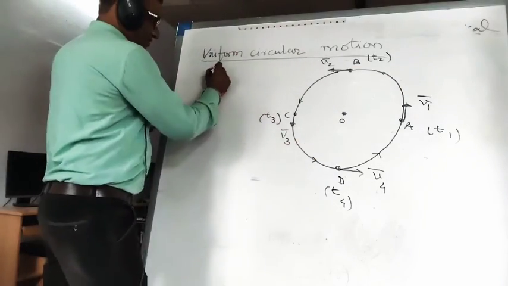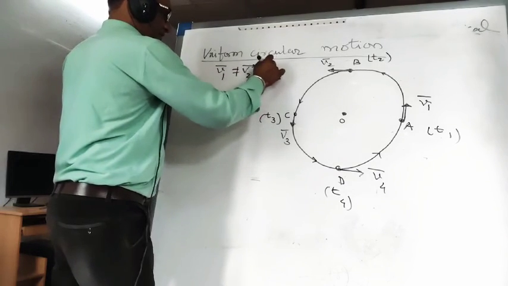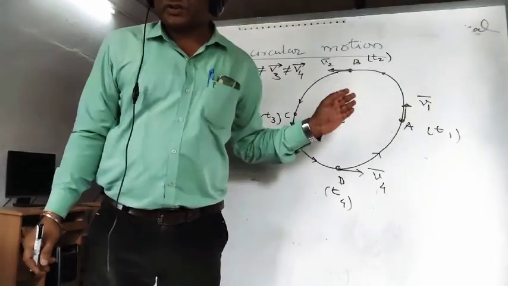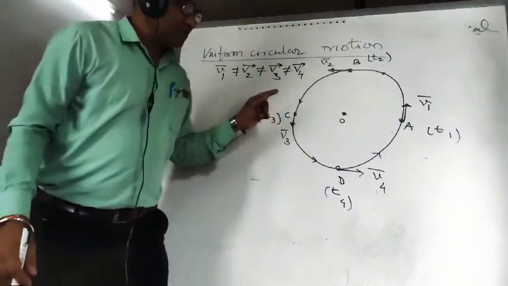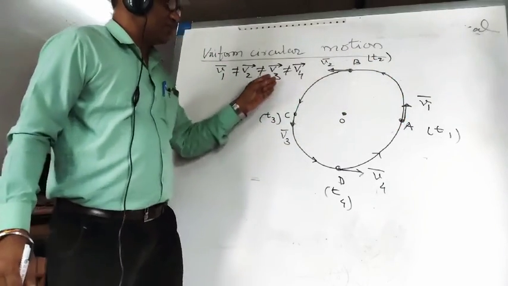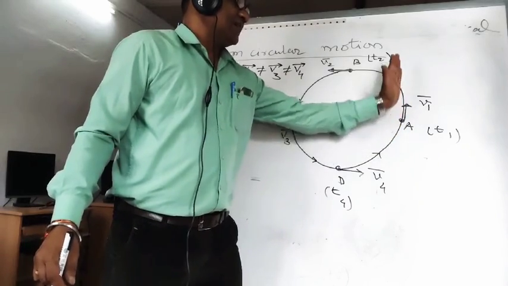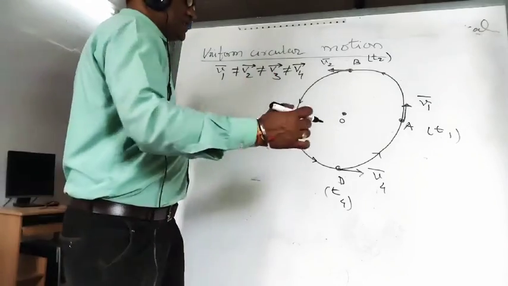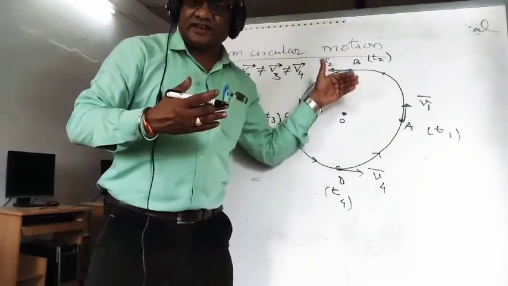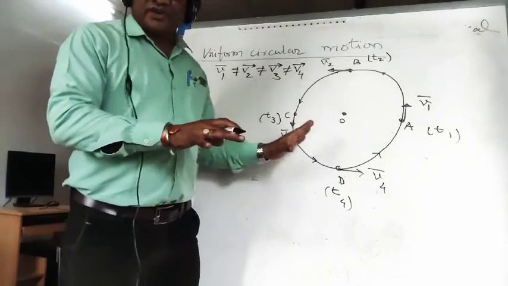Now can I say that V1 is not equal to V2, V2 is not equal to V3 and V3 is not equal to V4? Why are these velocities of the object not equal? The velocities are not equal because of the continuous change in the direction of motion of the object. You can see that at point A, the direction of velocity is upward, then towards the left-hand side horizontal, then downward, then towards the right-hand side horizontal. So there is a continuous change in the direction of motion of the object, although the object moves with a constant speed.